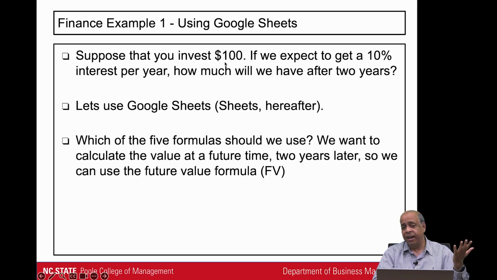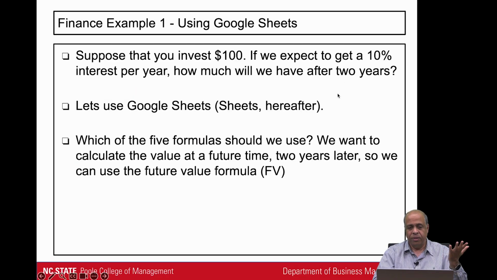So we are going to invest $100. We expect to get 10% interest per year. How much will we have after 2 years? Okay. So what is it that we want to calculate? I want to find out how much money will I have after 2 years.